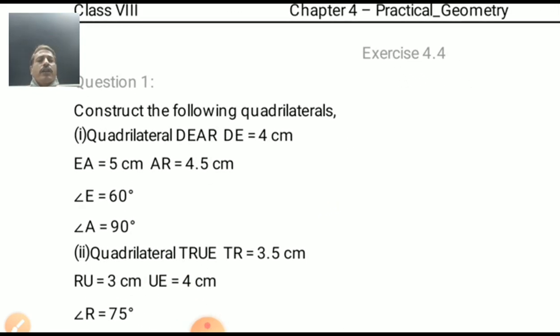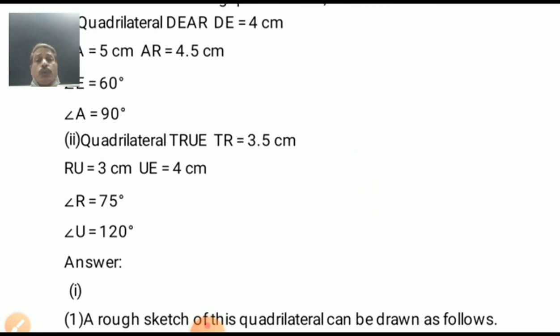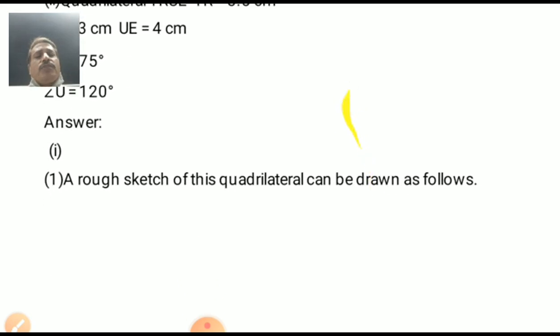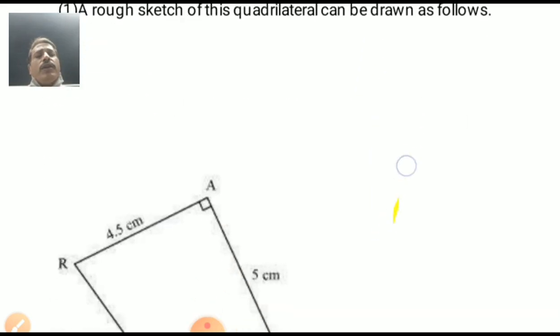Construct the following quadrilateral DEAR: DE is equal to 4 cm, EA is equal to 5 cm, AR is equal to 4.5 cm, angle E is equal to 60 and angle A is equal to 90. Now students, it is very easy. Second one, quadrilateral TRUE: TR is equal to 3.5 cm, RU is equal to 3 cm, UE is equal to 4 cm, angle R is 75 degrees, angle U is equal to 120. Answer 1: the rough sketch of this one we can draw here.